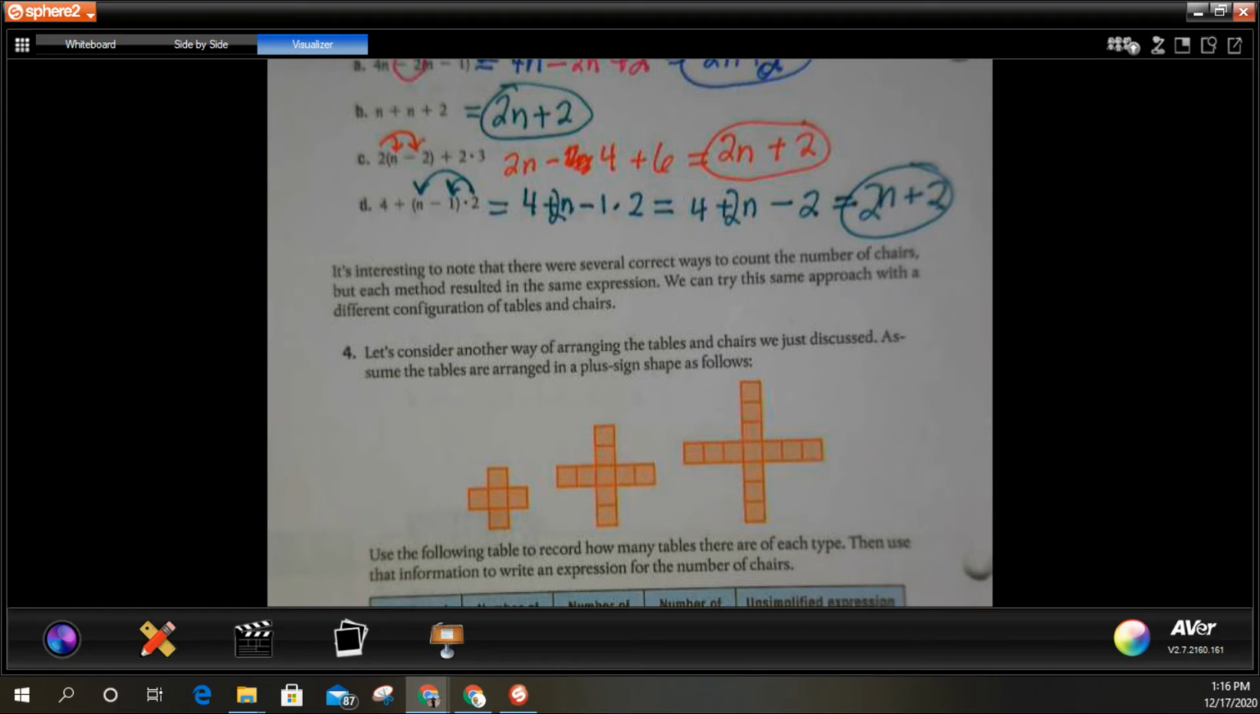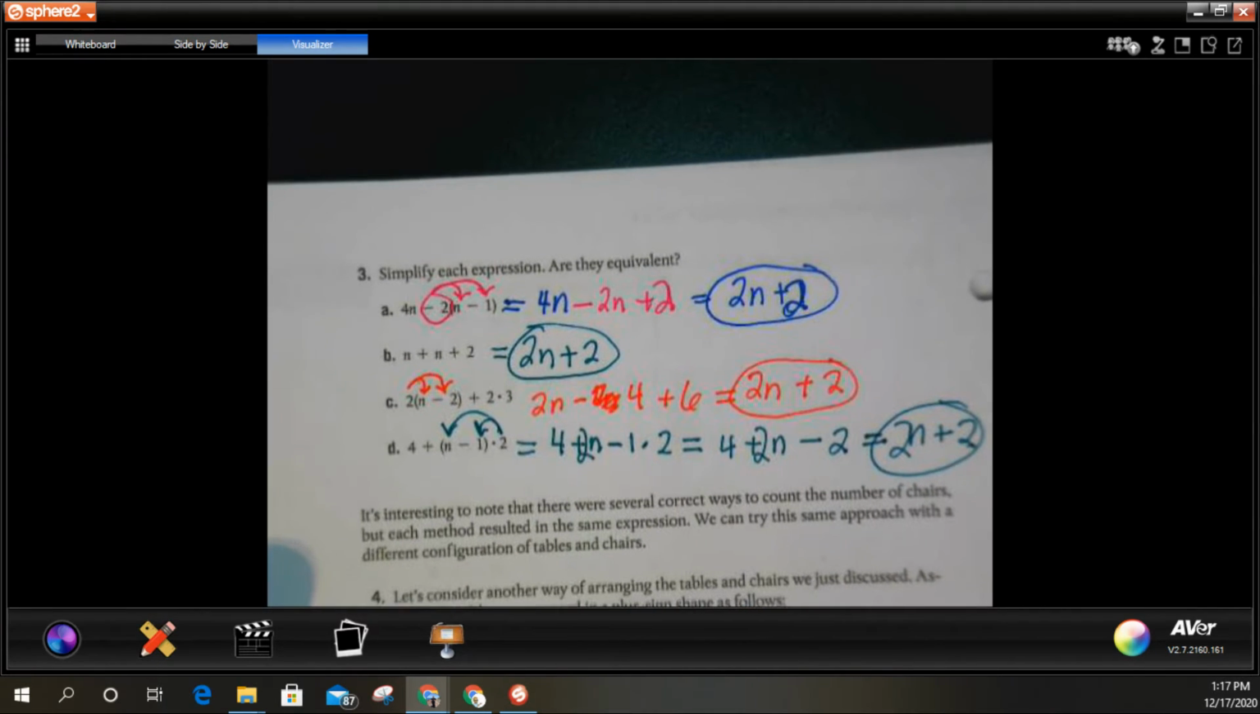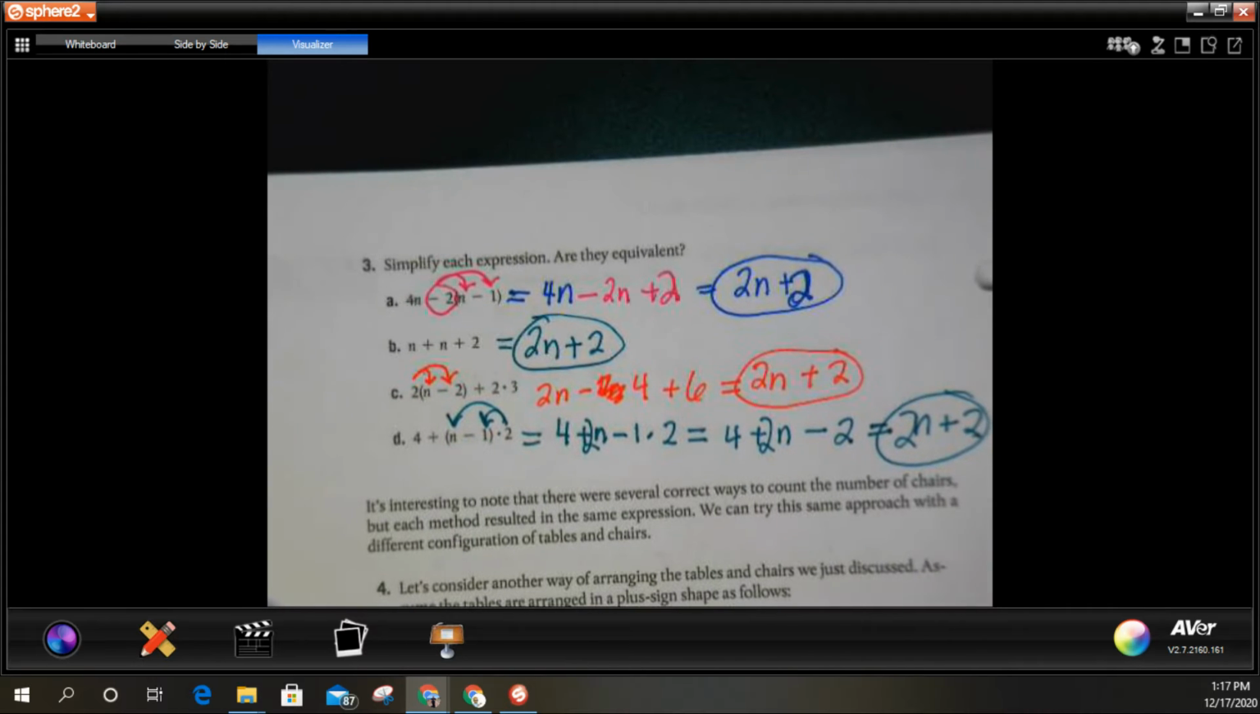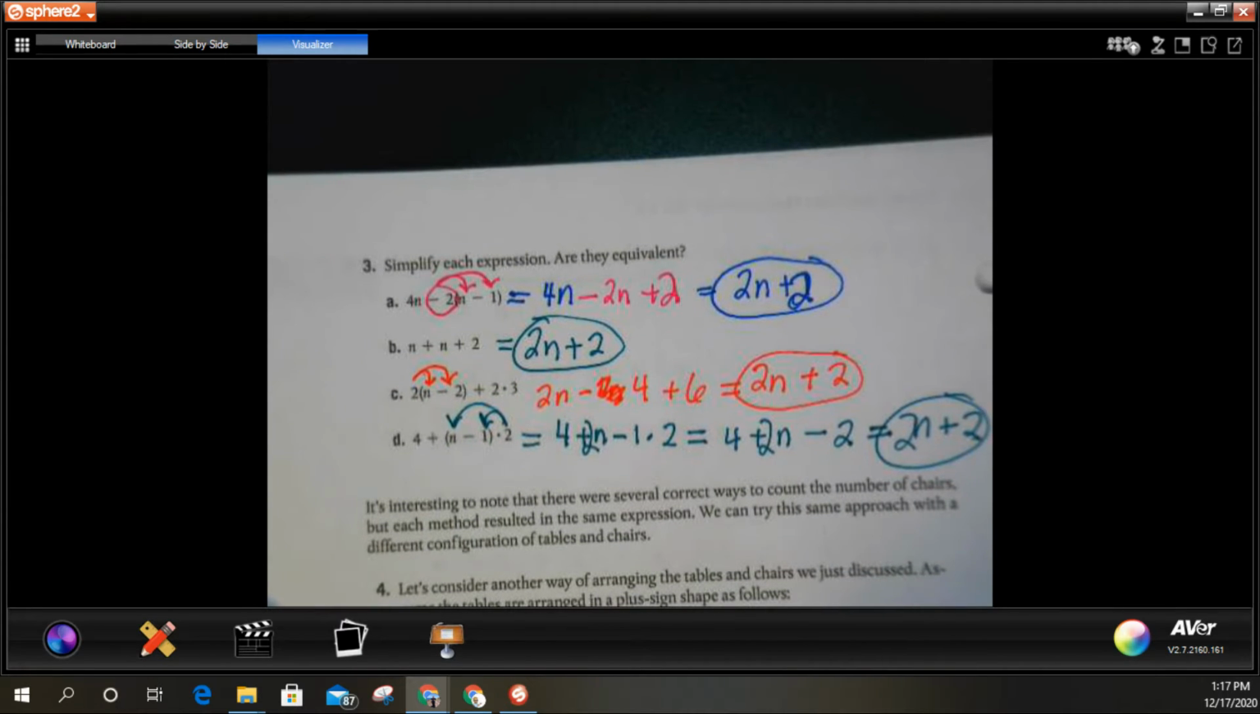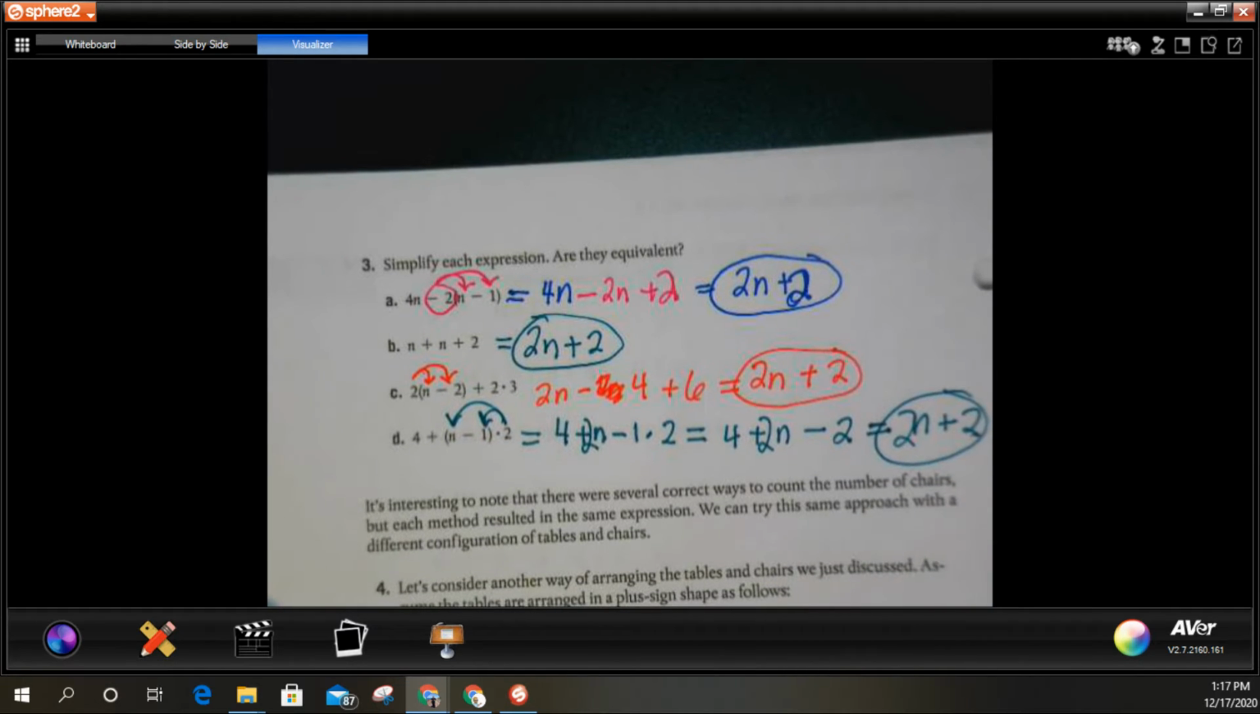Number of tables with 1 chair. Let's see. 1 chair, 0. It either has 0 chairs or 2 chair minimum. Okay, number of tables with 2 chairs.